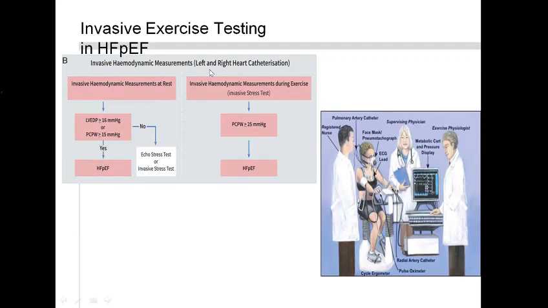If the person has symptoms but you are not able to document either increased BNPs or increased pressures in the heart, meaning his RV systolic pressures are not increased, and his LV filling pressures on echocardiogram or diastolic dysfunction parameters are not very clear, then you can put in a pulmonary artery catheter and make them exercise and see that their pulmonary capillary wedge pressure or the left atrial pressure goes up significantly with exercise. So this is how it is done.